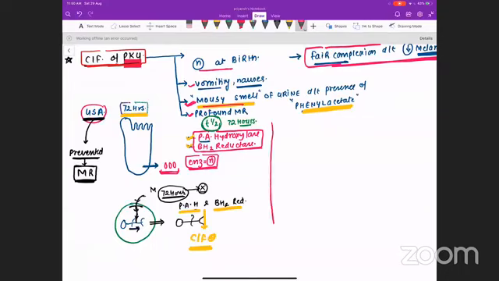So to confirm the diagnosis, we have certain tests. The investigations that can be done to confirm the diagnosis are the Guthrie test, the ferric chloride test, and tandem mass spectrometry.